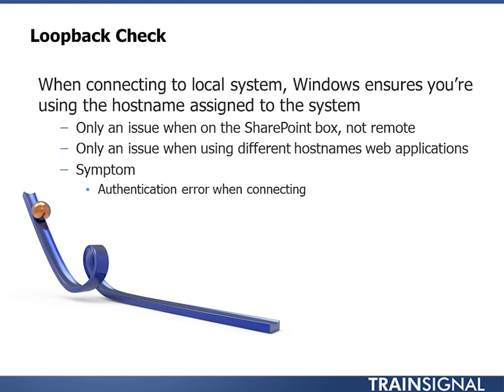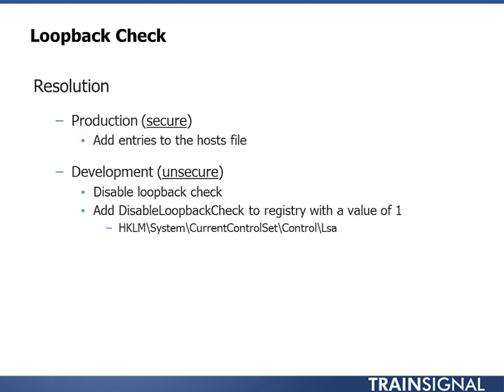Now, what's interesting about the loopback check is that it's not just simply going to tell me, hey, you're using the wrong name. Instead, what it winds up doing is just doesn't authenticate. So you'll notice it'll just keep prompting you for a username and password over and over and over again. And you're going to keep thinking, well, why in the world won't it just connect? That's the reason why. The fix for this is one of two things.